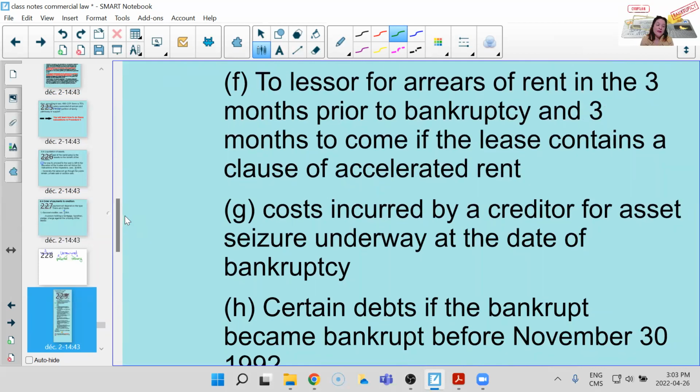To lessors for arrears of rent in the 3 months, another cap. 3 months prior to bankruptcy, and 3 months to come if the lease contains a clause of accelerated rent. Don't worry. If I give you a problem with that, I won't, because you don't have the lease, so you don't know what's an accelerated rent provision. Okay, so for us, 3 months before bankruptcy. So again, if you owe $1,000 to the lessor and you haven't paid for 4 months, the max here that I can put is 3,000. Here we go. Where's the extra 1,000? Yes, it goes at the bottom with the ordinary. And we're going to add all of this after.